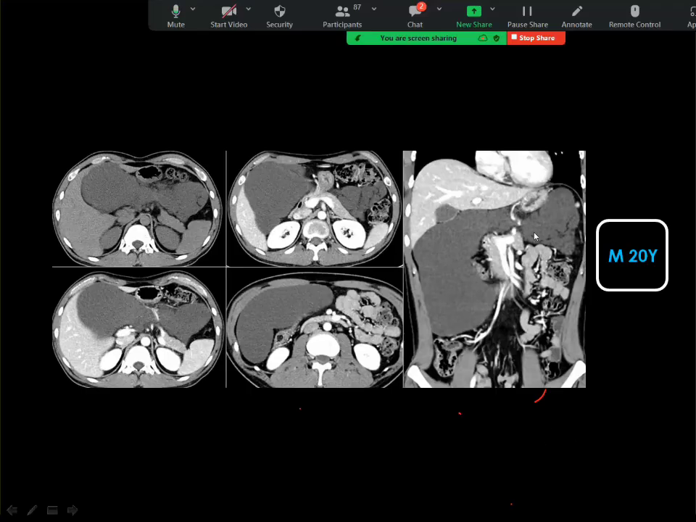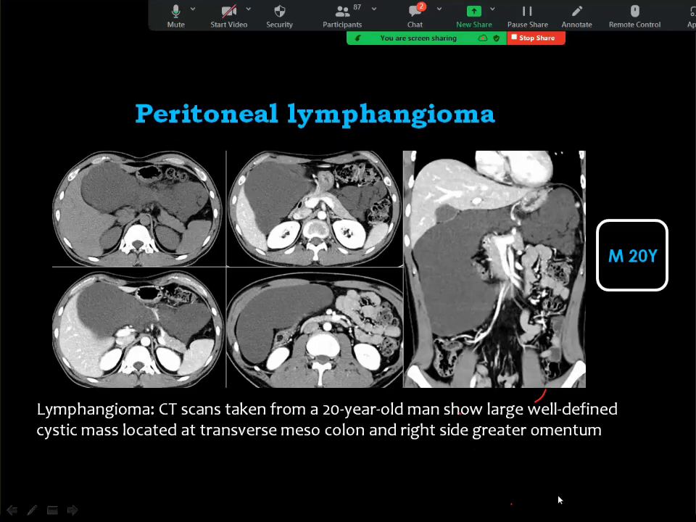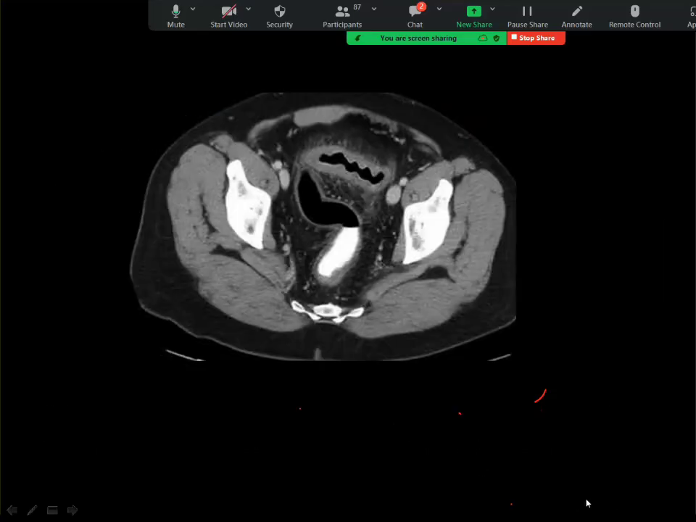And this is not pseudomyxoma peritonei, because if you want to diagnose pseudomyxoma peritonei, you should look at the surface of the liver and the surface of the spleen. If they are scalloped, then you know you are dealing with pseudomyxoma, but this is peritoneal lymphangioma. Next case.